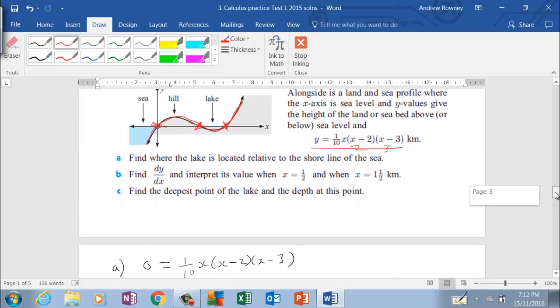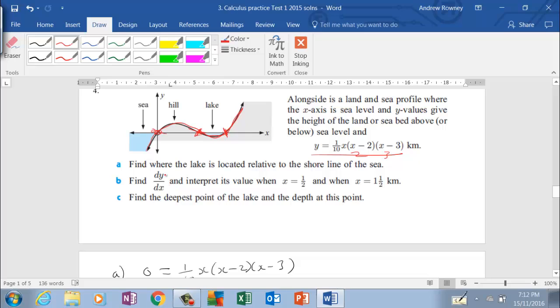Part B, find the derivative, interpret its value at 1/2 and 1.5. So if that's 2 and that's 3, it looks like 1/2 is about there and 1.5 is about there.